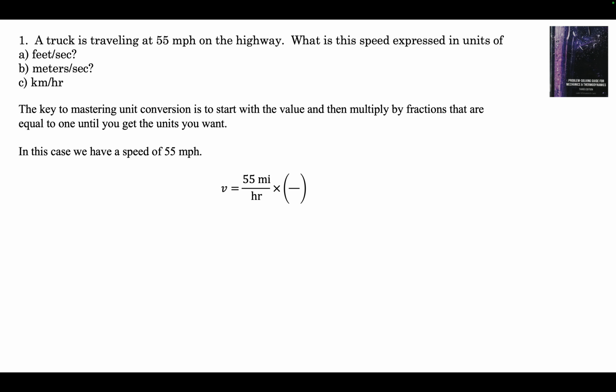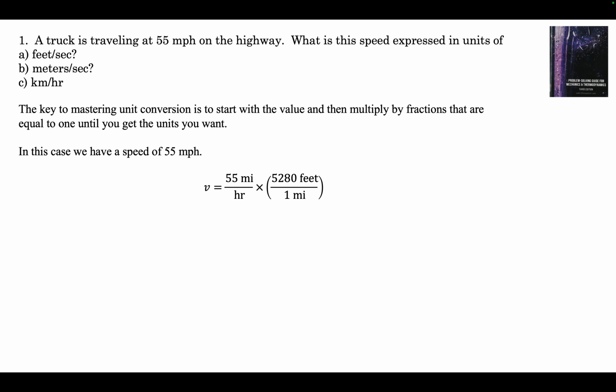Now we want to get rid of the miles, so we put the miles in the bottom, because the miles is in the top of miles per hour. And instead of miles, we want feet, so we put feet in the top. Now we have to make the fraction equal to 1. How many feet are there in a mile? There's 5,280. Now that fraction is equal to 1 because the numerator is the same distance as the denominator. 5,280 feet is 1 mile.